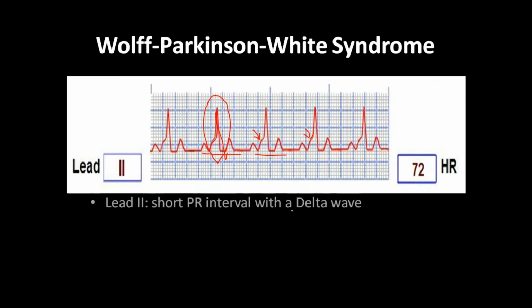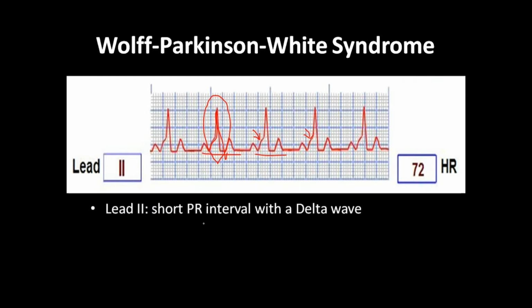Okay, so this kind of wave is called a delta wave. There will be a short PR interval. The P and R interval will be very short. You cannot see a clear isoelectric line. It will be very short, maybe one small square, with the delta wave.